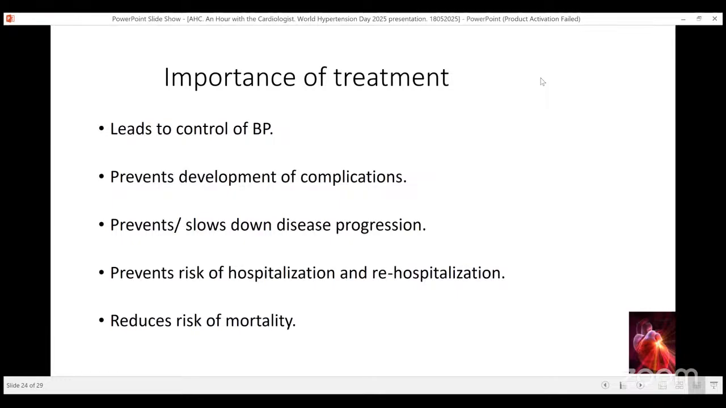So we want to prevent or slow down disease progression. We want to prevent risk of hospitalization. And if you have been hospitalized before, you don't need to be hospitalized again. We want to prevent the risk of re-hospitalization. And of course, we want to reduce mortality. And all of these are possible with good blood pressure control, with a good plan to manage your blood pressure and manage your cardiovascular health. And ultimately manage you effectively.